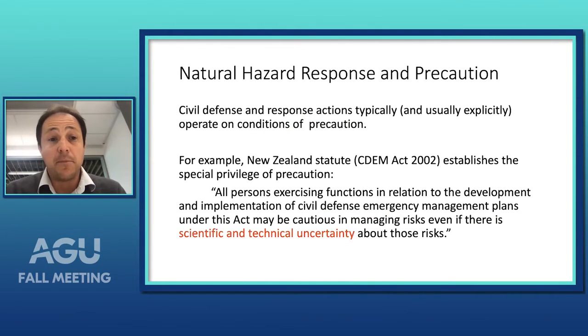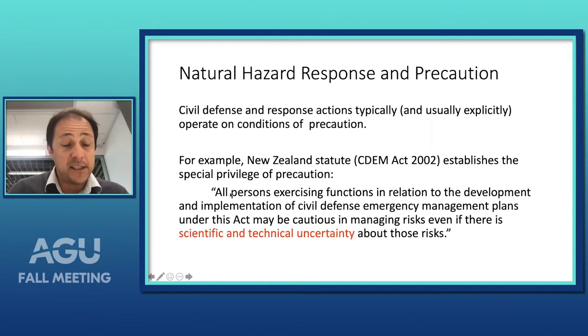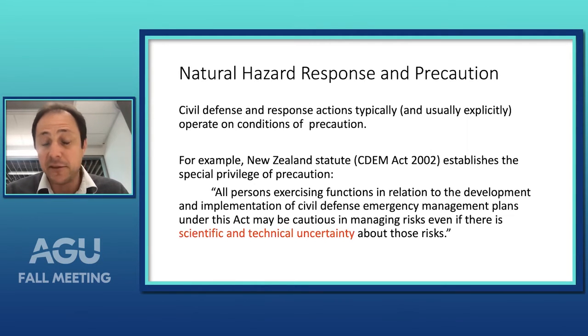When we talk about precaution and natural hazard response, in many cases, this is an implicit concept. And in some cases, it's an explicit concept. Coming from a government-owned survey in New Zealand, I'll give you an example from our statutory framework, and that's from our Civil Defense and Emergency Management Act, which says all persons exercising functions in relation to the development and implementation of civil defense emergency management plans under this act may be cautious in managing risks, even if there is scientific and technical uncertainty about those risks.